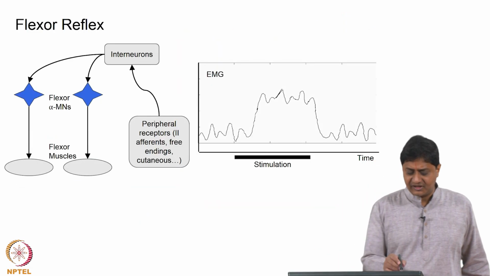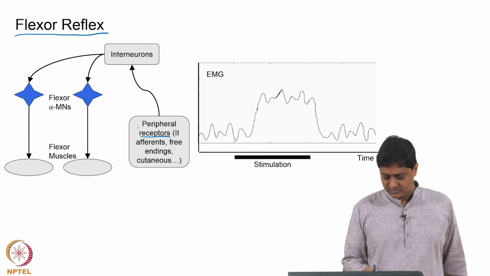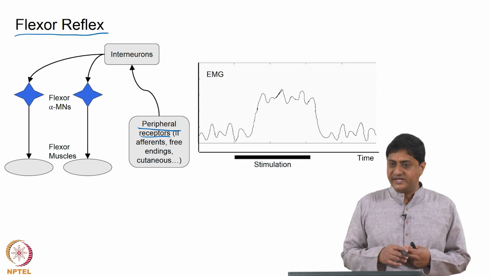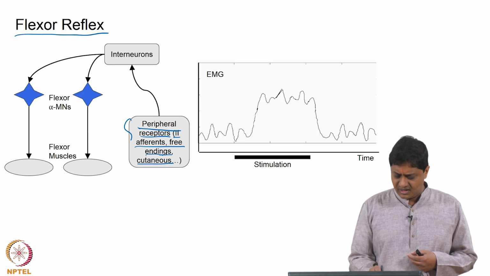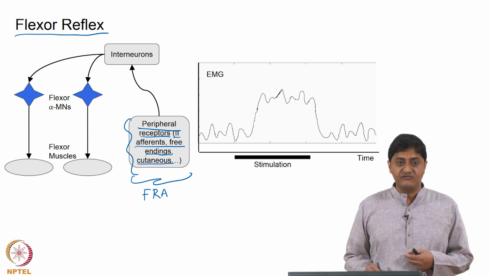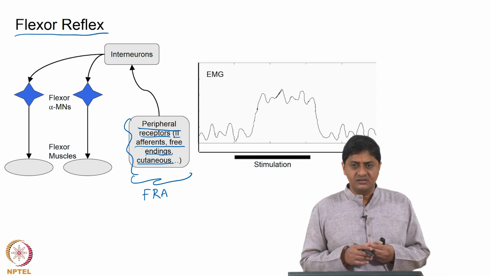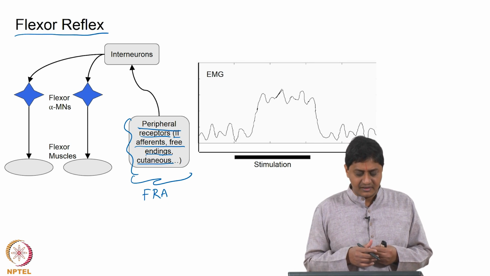Another case of a polysynaptic reflex is the flexor reflex. So, suppose several receptors are there. These receptors sense a danger to the limbs, right. So, these are two afferents, free nerve endings, cutaneous afferents, together all these things I am going to call flexor reflex afferents, FRA. Okay. Flexor reflex afferents, they all send information about potentially dangerous stimuli to the spinal cord.